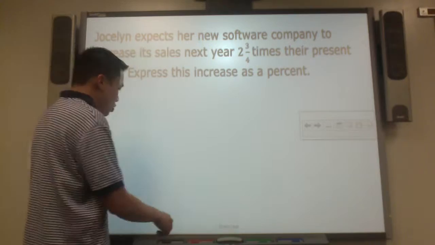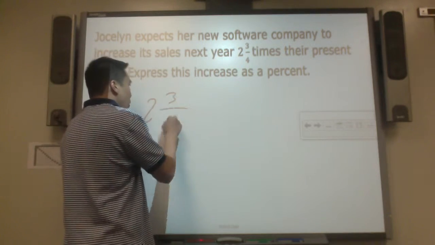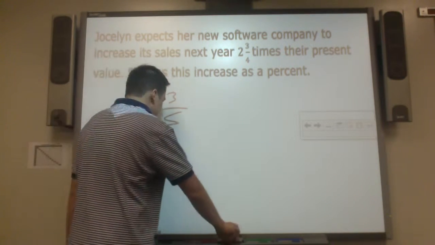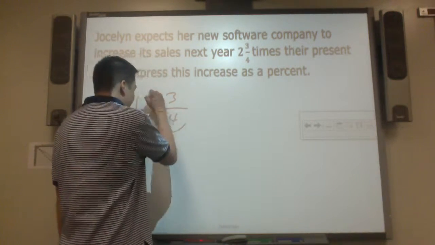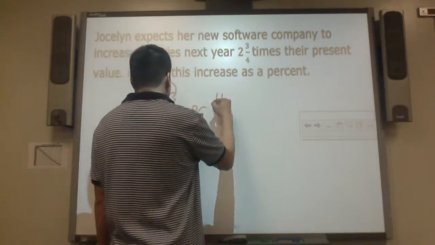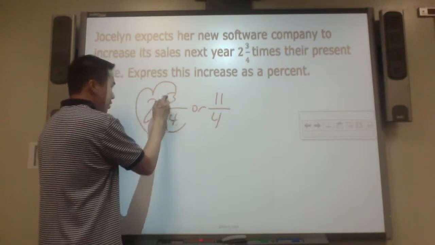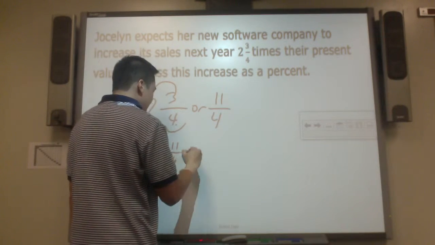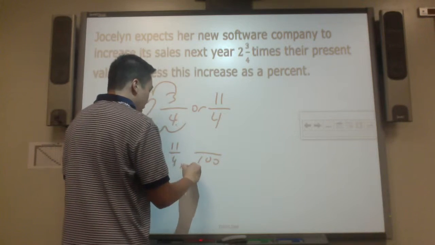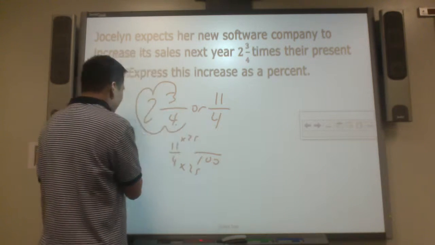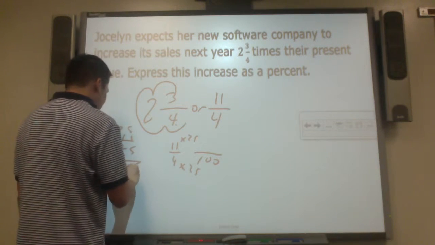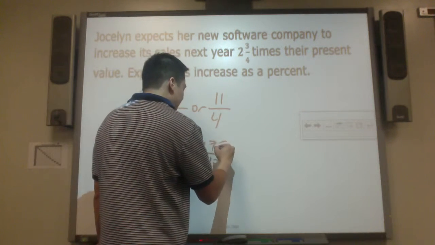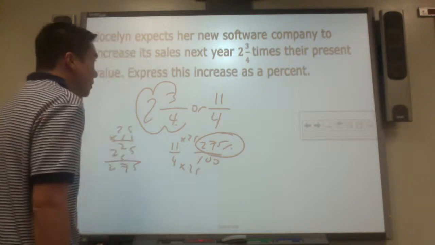So let's look at this. We have 2 and 3/4. What percent is that? So I need to build this fraction. Well, first of all, it needs to be a fraction. Another way to say it is 11/4. Remember, 2 times 4 is 8, 3 more is 11/4. How do you build 11/4 to a percent, or to 100? Build it up by 25. 25 times 11 is 275. 275%. That is the percent.